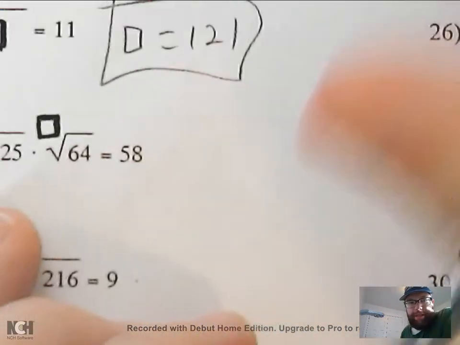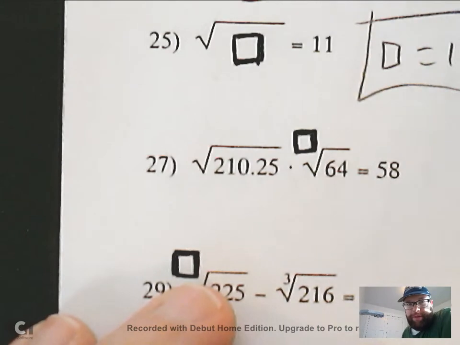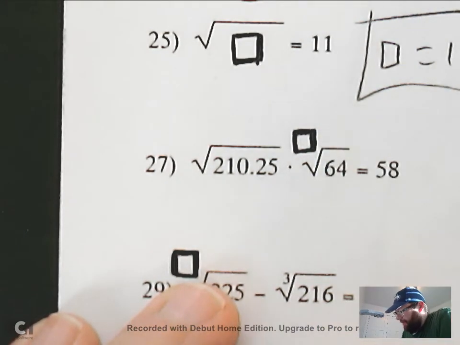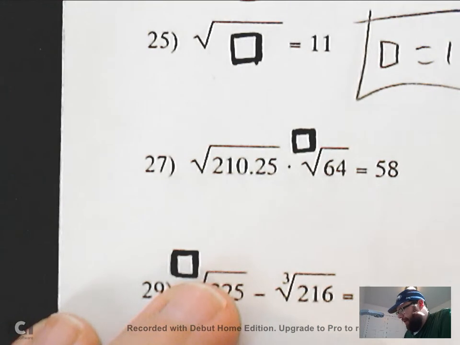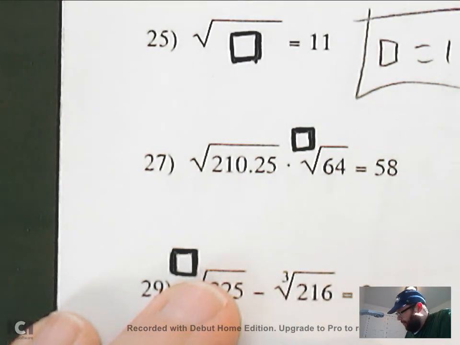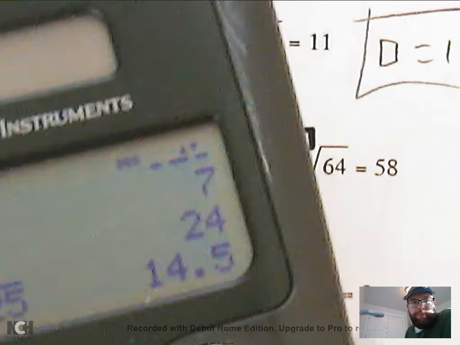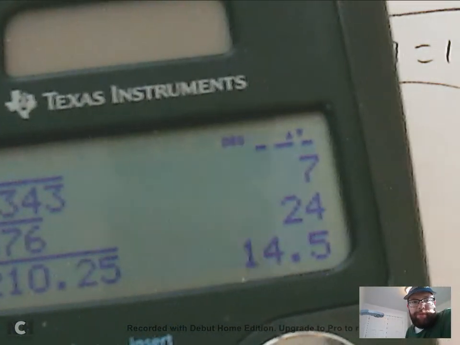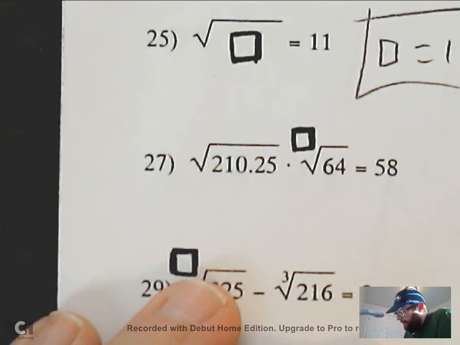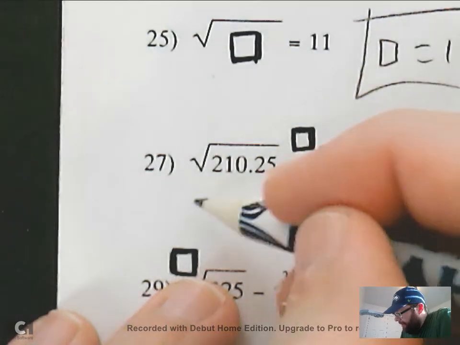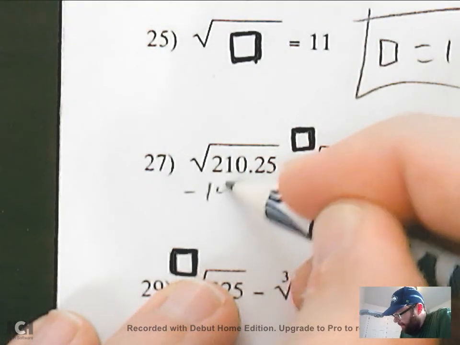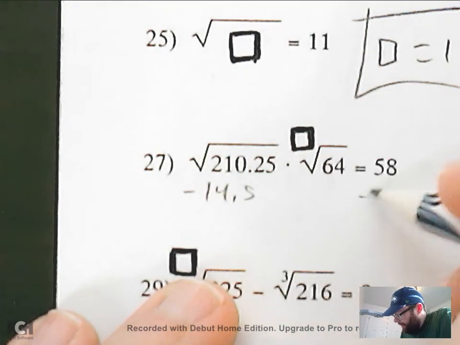Same idea on the next one. We have a missing box here. So I have a square root of 21.25. That's weird that we put a decimal there. Square root of 21.25 is 14.5. I wonder if we messed up on this. So anyway, then you would minus 14.5 from each side.